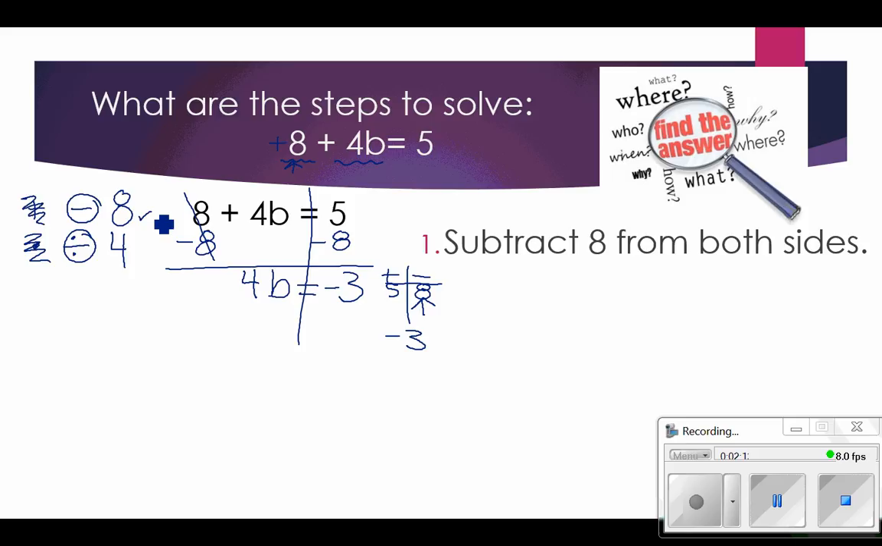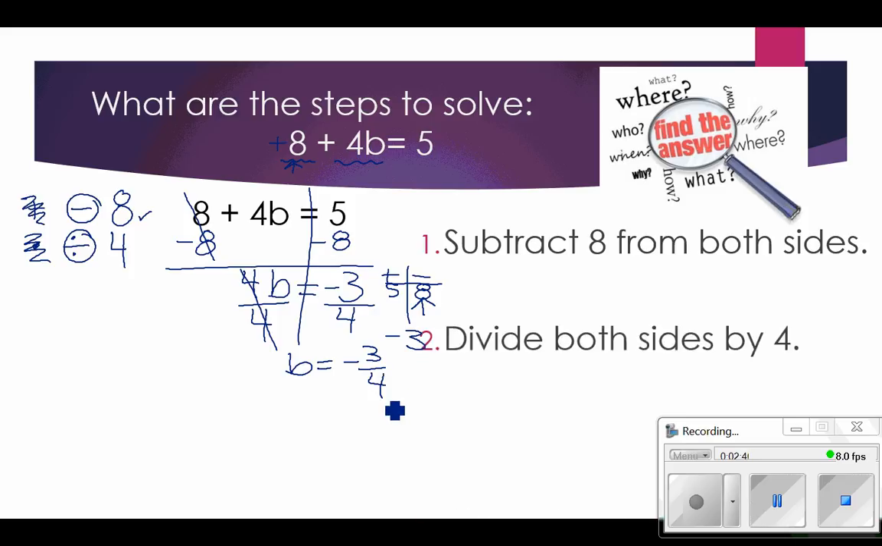Now we're going to do the divided by 4 part. And when we do division, we make a fraction bar because that's what division is, a fraction bar. So we're going to divide by 4, and cancel. You can always cancel after you do the same thing to both sides. So we have b equals negative 3/4, and we're going to leave it as that because we cannot simplify it any further. So b equals negative 3/4.